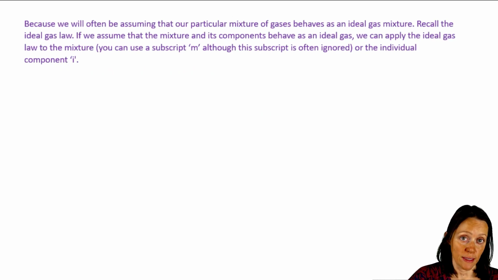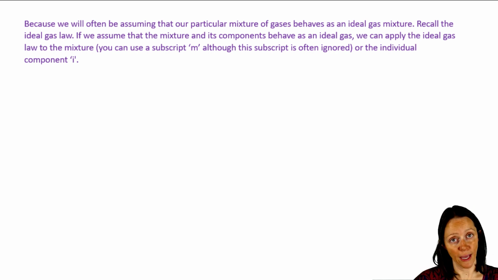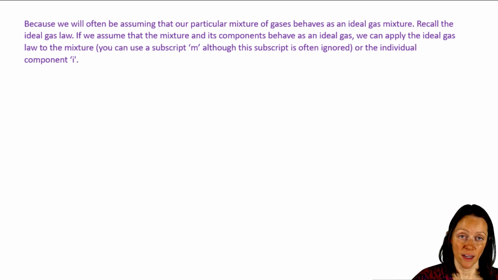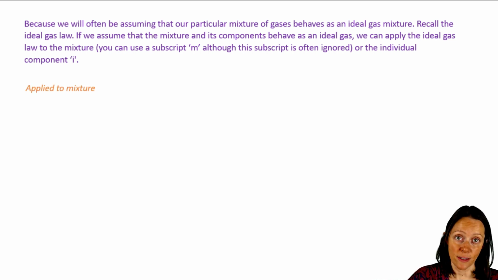Often we assume that these mixtures of gases behave as ideal gases. So the mixture behaves as an ideal gas and the components behave as an ideal gas. And that's an assumption that we're going to make for the rest of the semester for these types of mixtures that we're talking about. So you can apply the ideal gas law to the mixture or the component.